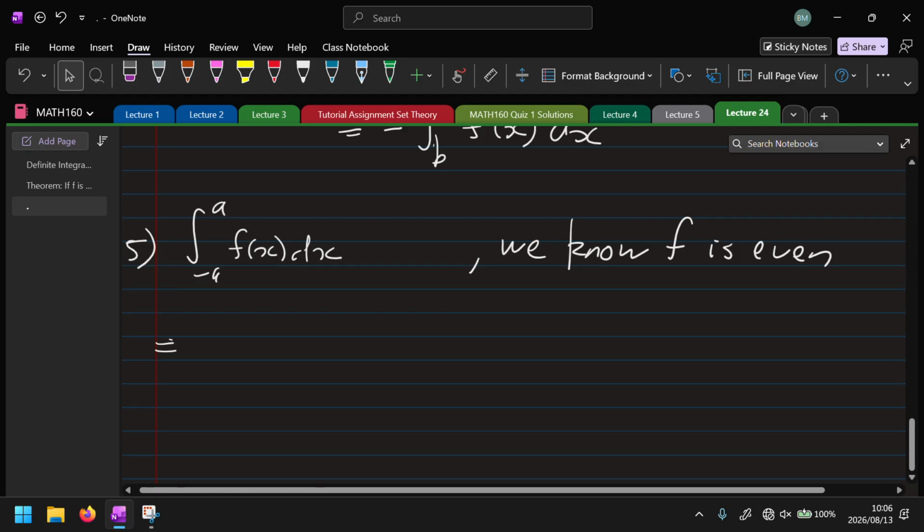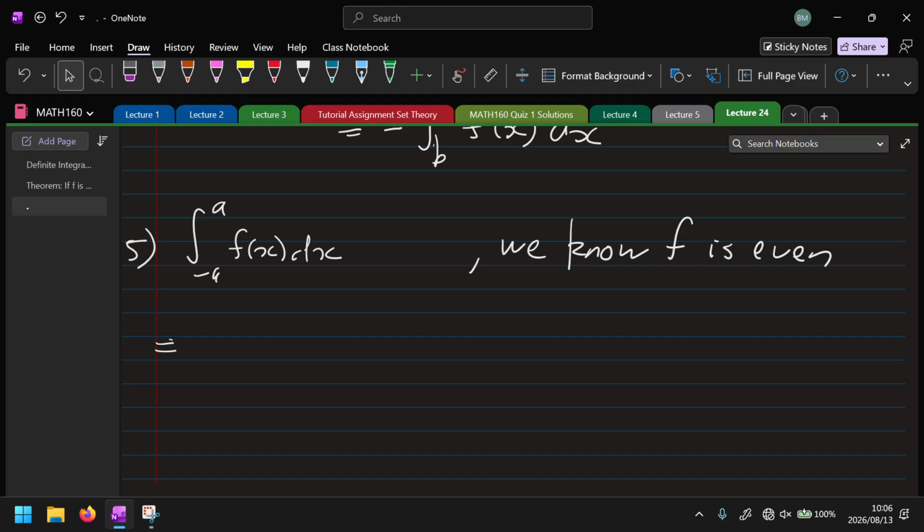So we're going to do something a little bit sneaky to make it simpler. We're going from minus a to a. Remember, it was symmetric. Symmetric about what?